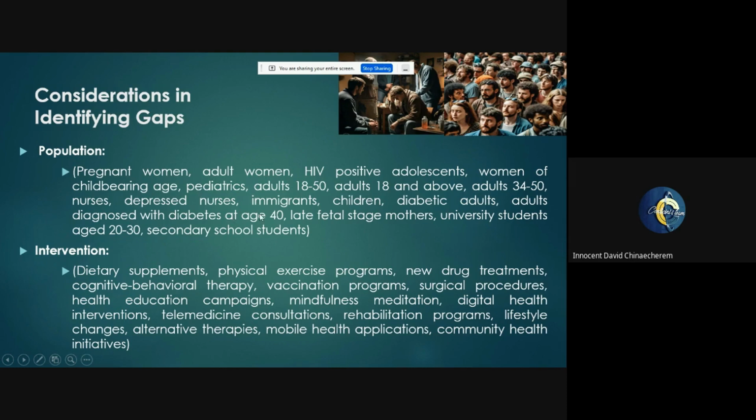Adults diagnosed with diabetes at age 40 is different from diabetic adults, remember. Late fetal stage mothers, university students age 20 to 30 is different from just university students, and different from university students age 30 and above, or secondary school. So a lot of them were not captured here, and so many of them.